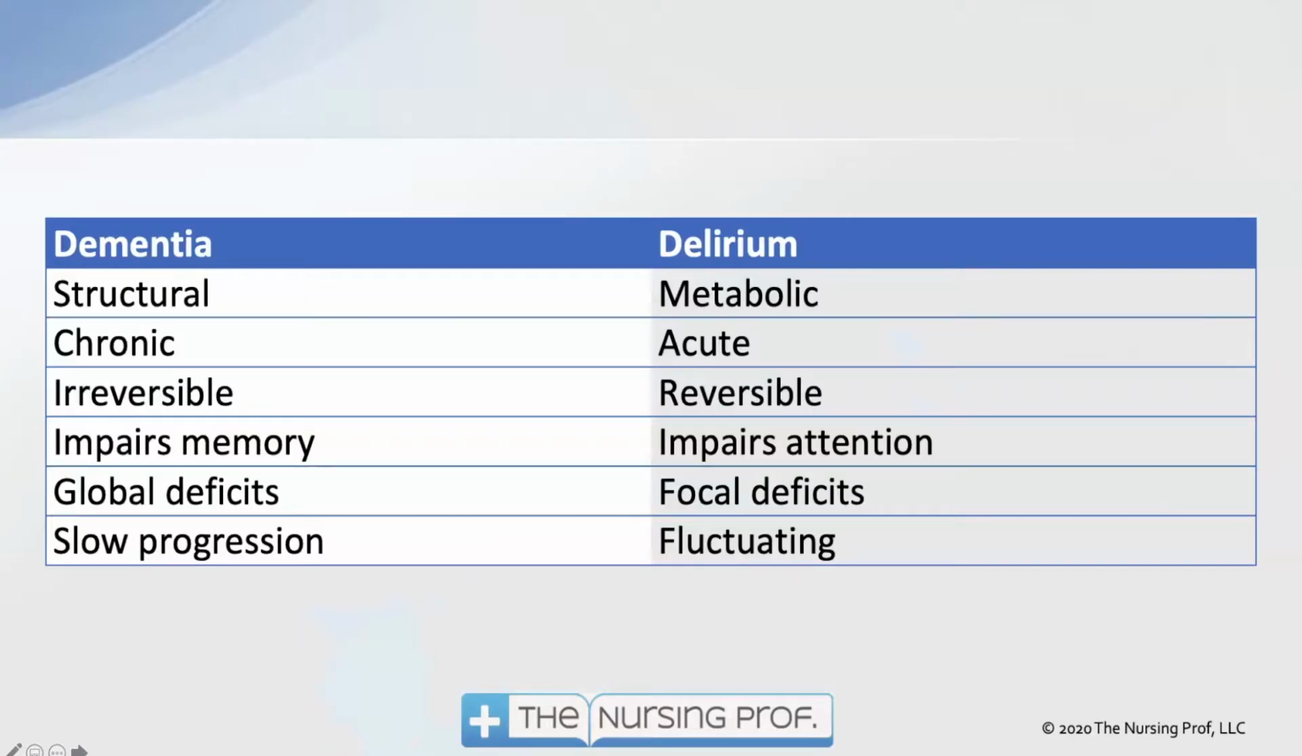The first section on the exam is talking about dementia versus delirium. Dementia is structural, it's chronic, irreversible, so this is something that is happening long-term to the brain that is going to cause a long-term change in mental status, whereas delirium is an acute metabolic situation. So let's take a look at a difference here.